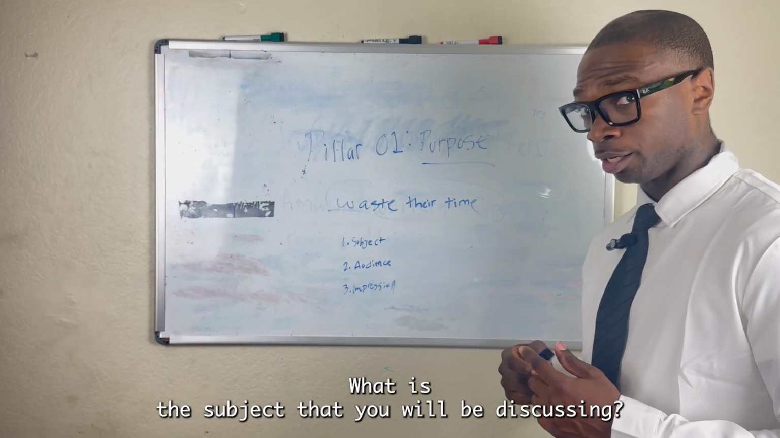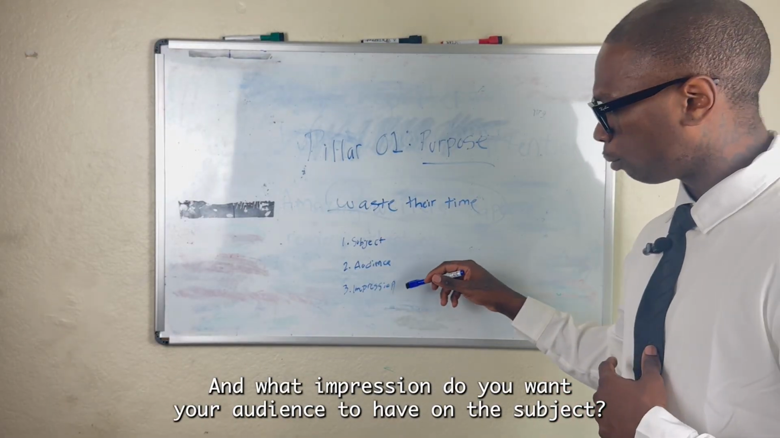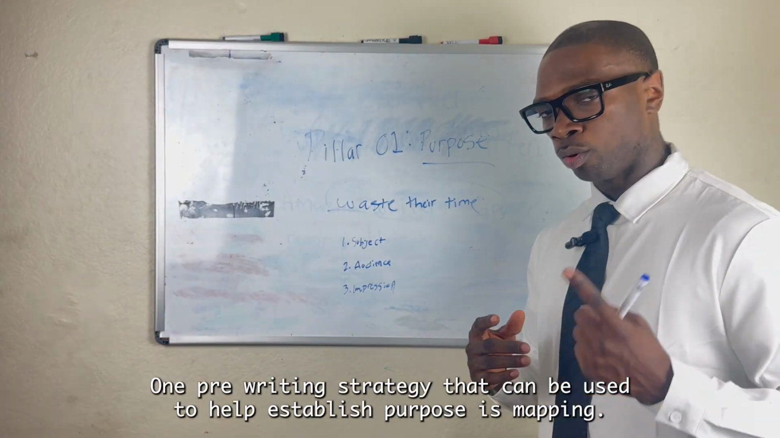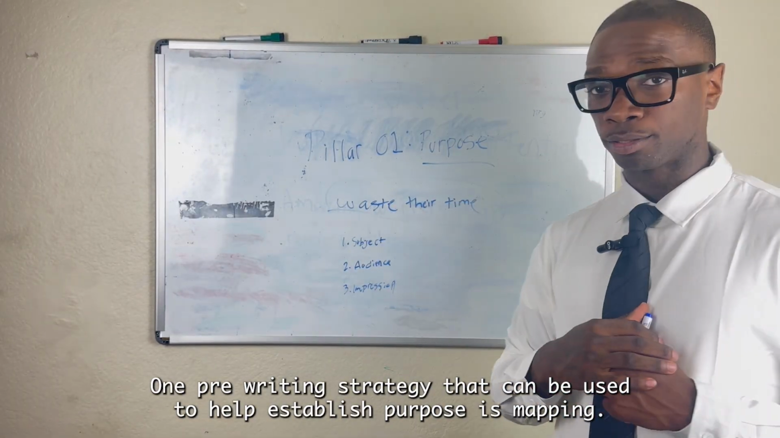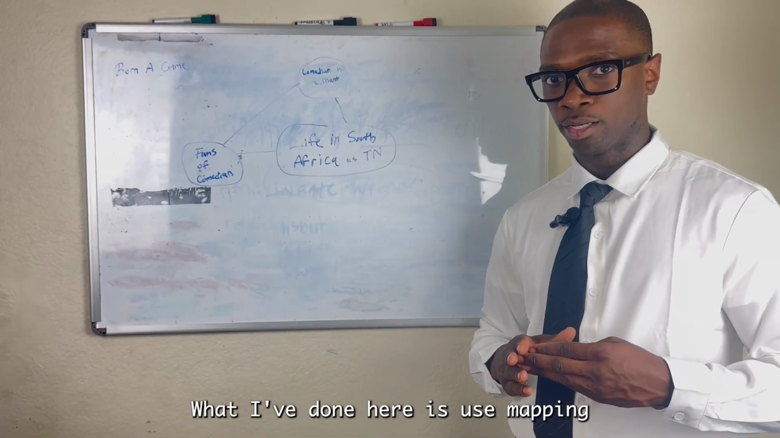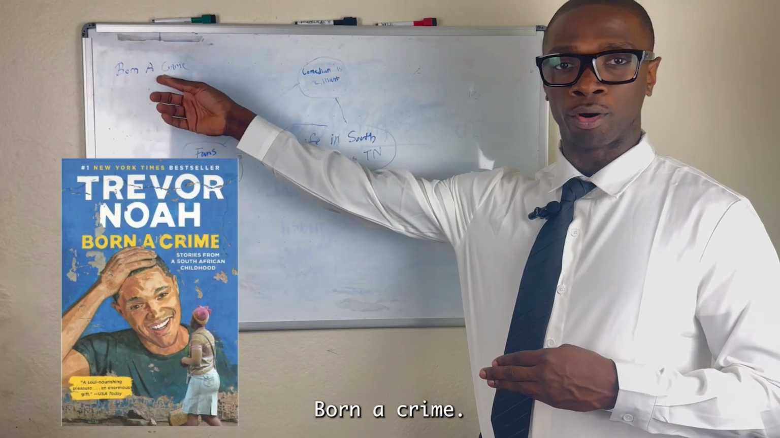What is the subject that you will be discussing? Who is the audience you will be discussing to? And what impression do you want your audience to have on the subject? One pre-writing strategy that can be used to help establish purpose is mapping. What I've done here is use mapping to help me identify the purpose of the book, Born a Crime.